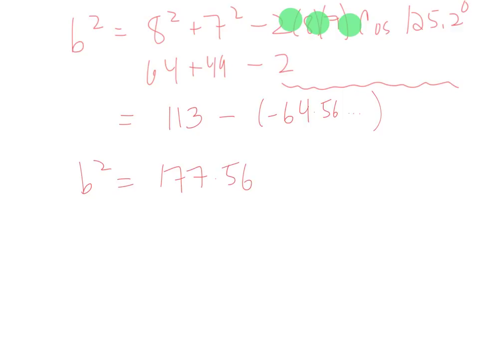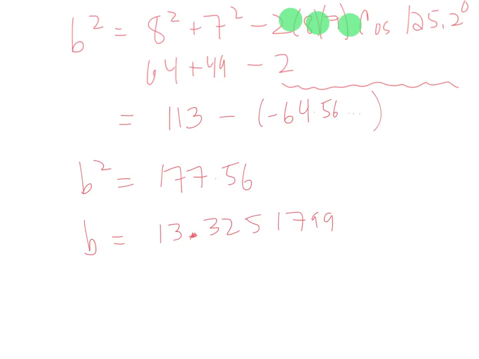177.56. I will keep that number, and I will square root and pull the answer back in, and I get a b value of 13.32517999, just to show you all the digits. There's my decimal point.